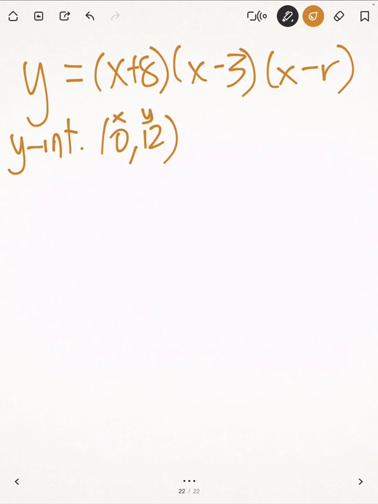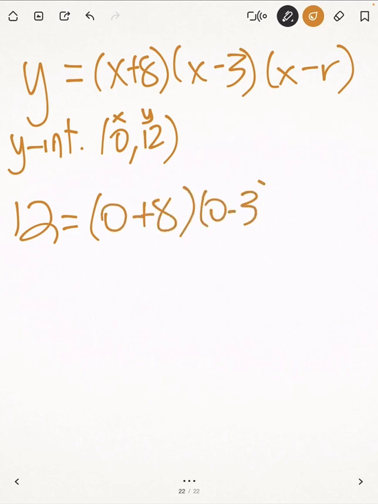All right. So the x is going to be our 0, and the y is going to be our 12. So now we're going to replace the y down here with 12, and each of the x's we're going to replace with 0. So we got 0 minus 3, and then 0 minus r, sorry. All right, so now we're just going to simplify and get rid of all the zeros.